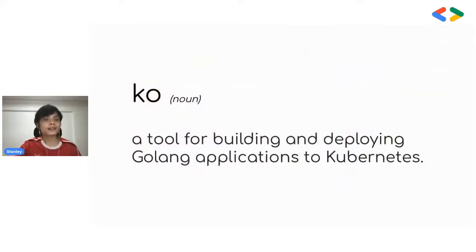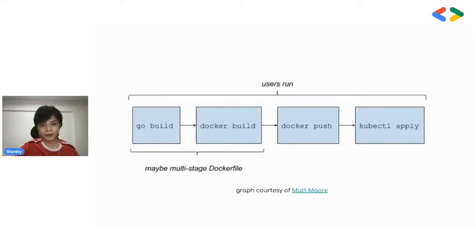So what exactly is Ko? Ko is a tool for building and deploying Go applications to Kubernetes. Ko is built around the Go import path dependencies, which I will explain in a later section of the talk. But before that, let's take a deep dive into the problem that Ko is made for.